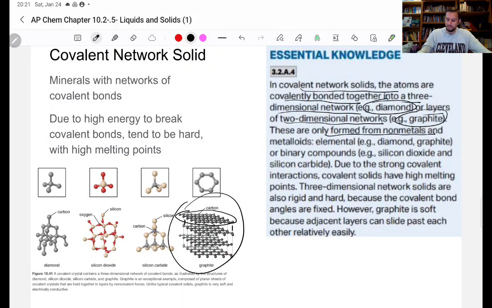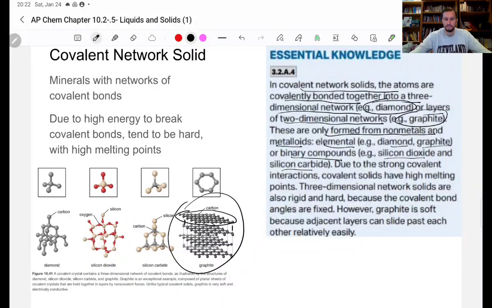These are only formed from nonmetals and metalloids. So elemental, like diamond and graphite, which are carbon, or binary compounds like silicon dioxide or silicon carbide. Due to the strong covalent interactions, covalent solids have high melting points. Three-dimensional network solids are also rigid and hard because the covalent bond angles are fixed.